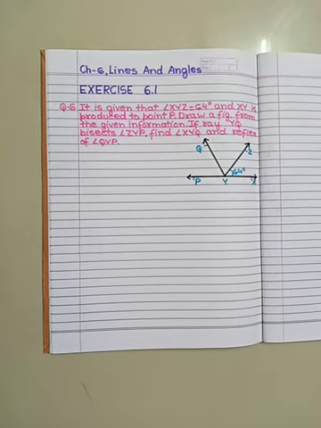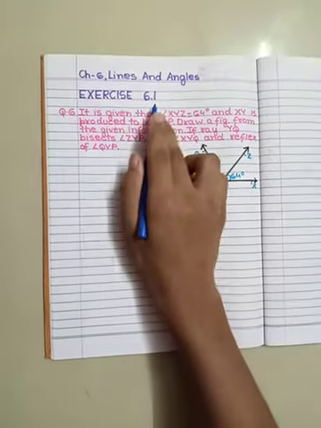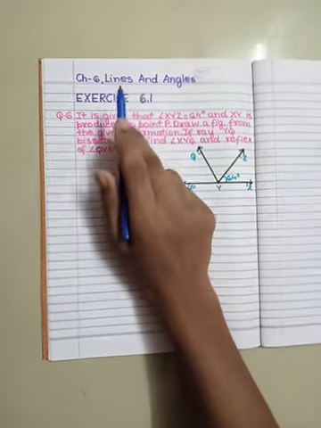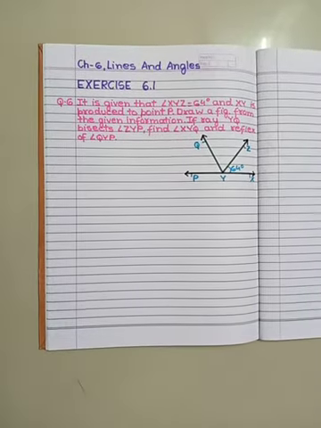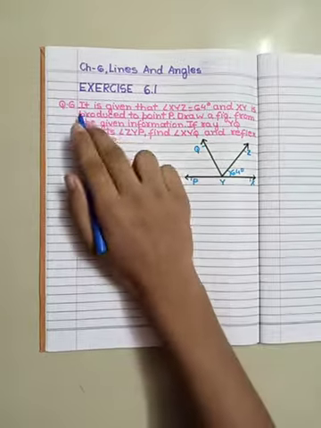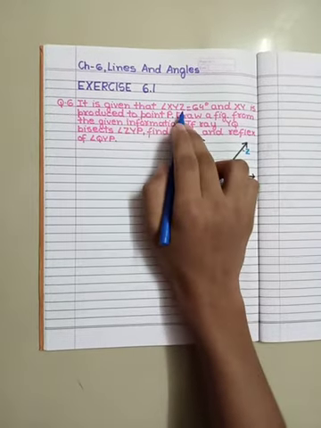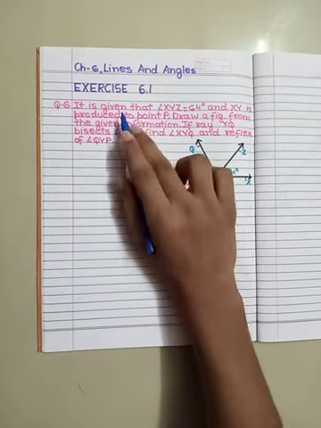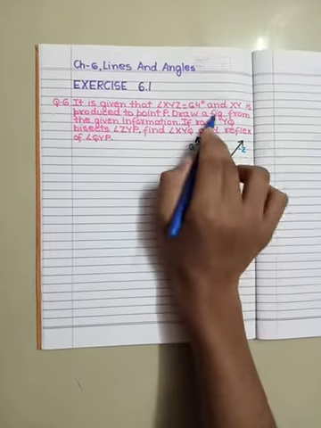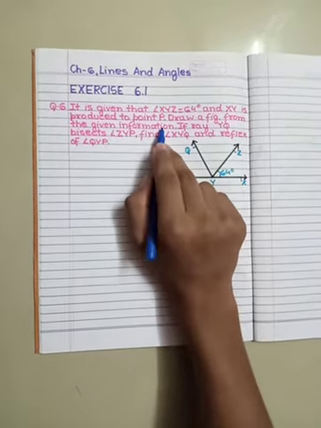So hello guys, now we are going to solve exercise 6.1 question 6 from the chapter Lines and Angles, class 9th CBSE syllabus. So our question is, it is given that angle XYZ is equal to 64 degrees and XY is produced to point P. Draw a figure from the given information.